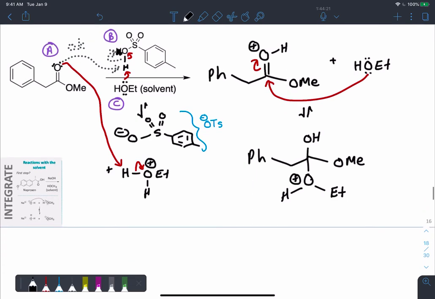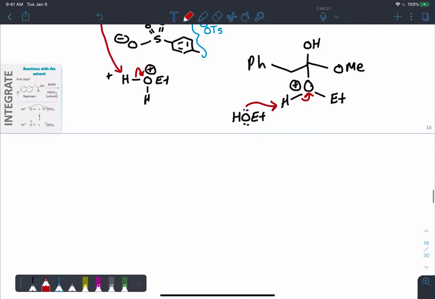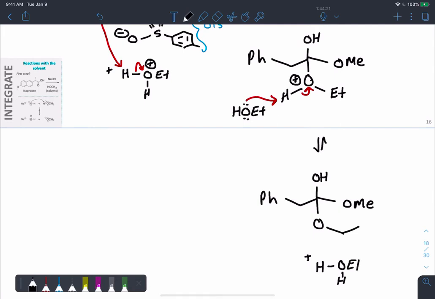Okay, again, the most likely base in this reaction is the one that's in large excess in the reaction mixture. Okay, there's that neutral tetrahedral intermediate. That can be deprotonated.